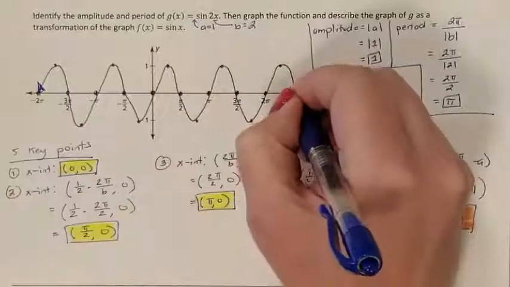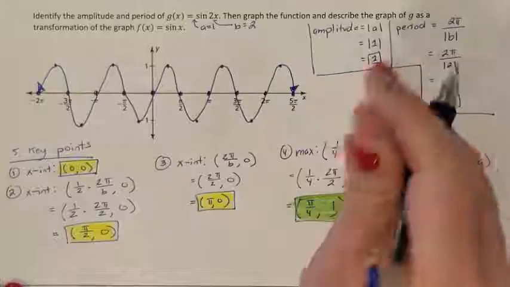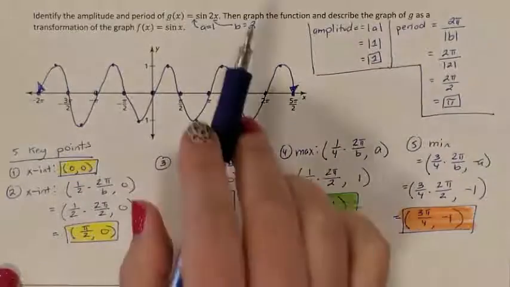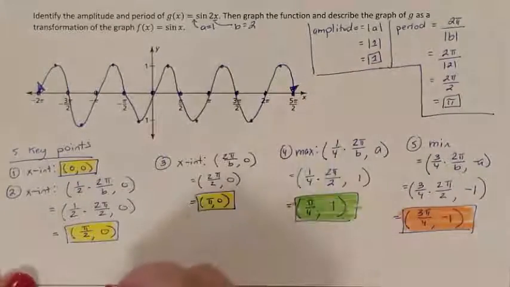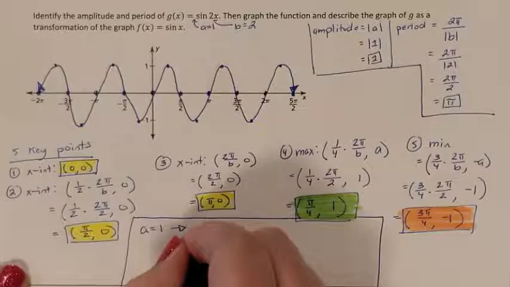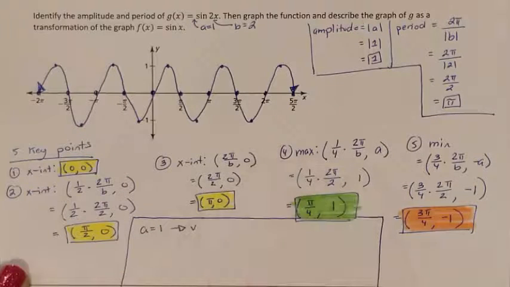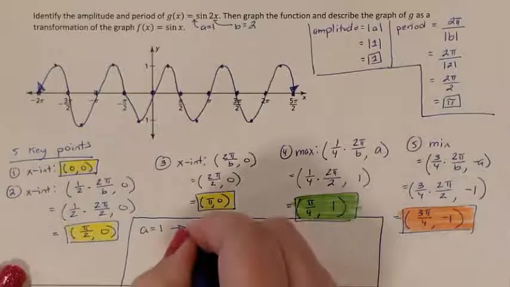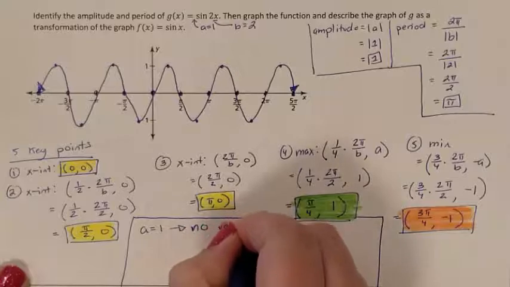Now this sine graph looks really tight. It's all squished together. And that's because of this horizontal here. Let's go ahead and look at our transformations. Our A is 1. This is supposed to be our vertical stretch or shrink. If it's a 1, that means there was none. So we have no vertical stretch or shrink.